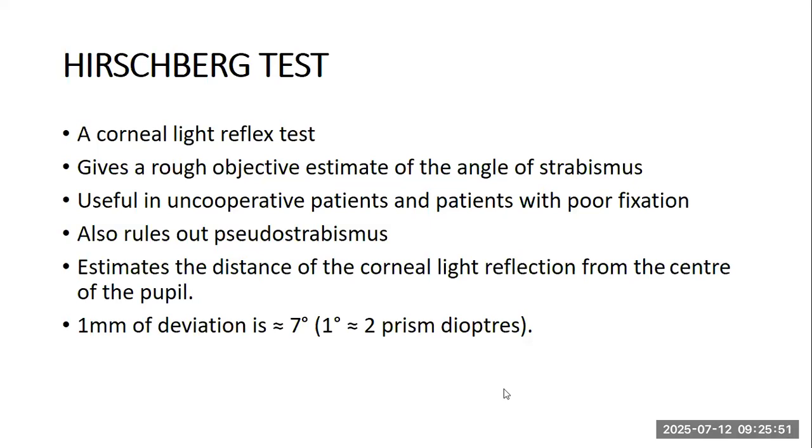And each millimeter is like 7 degrees of deviation. So if it's deviated to the pupillary margin, it means it has been deviated to an approximate value of 15 degrees. So that gives a finding of, if the deviation is 15 degrees, it's approximately 30 prism diopters. So that will help in your management to know how much resection and recession you are expected to do.